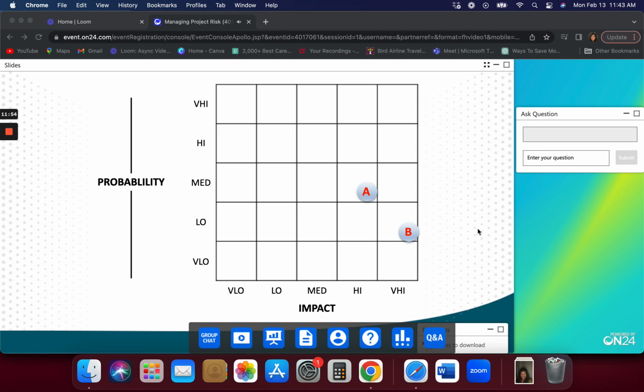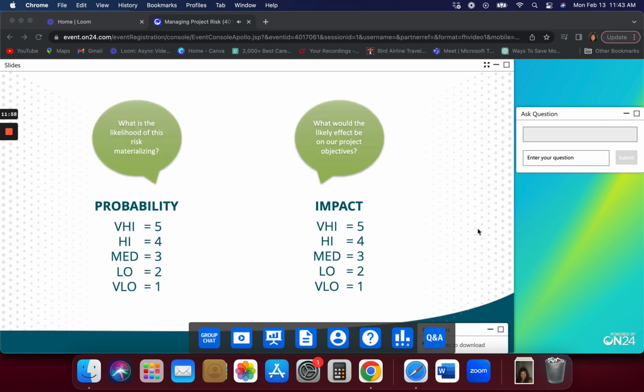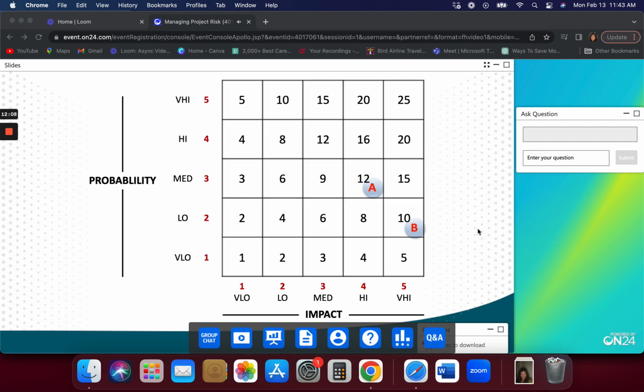So what we do is we go back and say, well, let's give a value to each of our labels. If it's very low, we give it a 1. And if it's very high, we give it a 5. We do that on both axes. And then we go back to our PI matrix. You can see those numbers in red along the two axes: the vertical axis, 1 to 5 going up, and the impact axis, 1 to 5 going from left to right. We multiply those red numbers and insert the result of the multiplication into the cell.